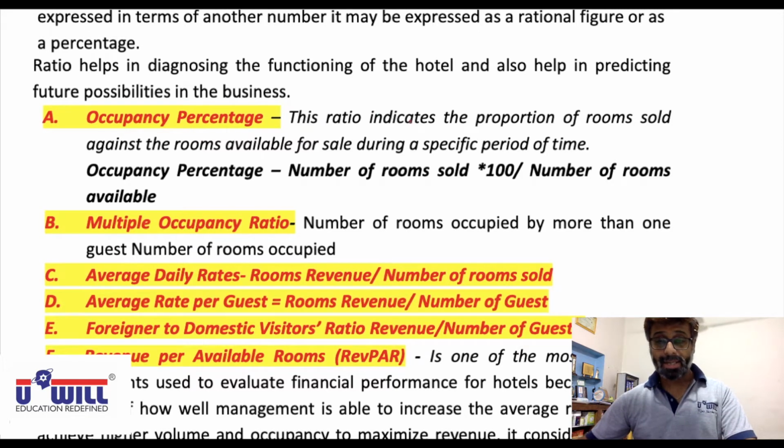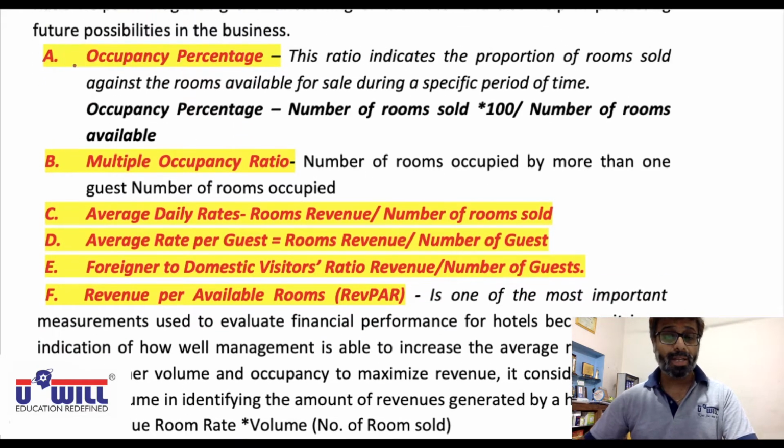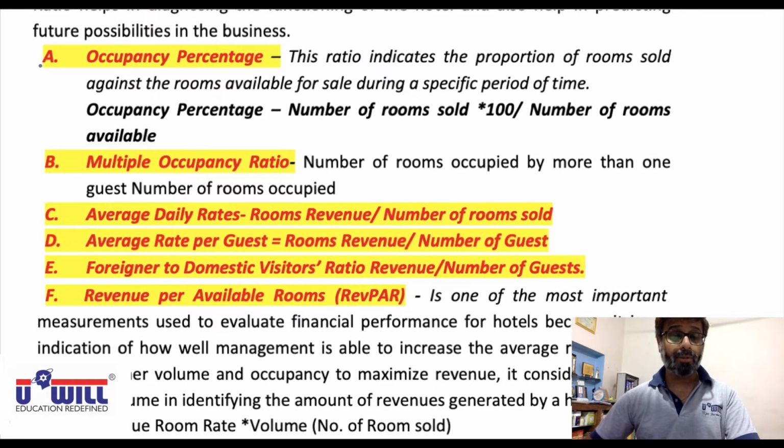This ratio indicates the proportion of rooms sold against the rooms available for sale during a specified period of time. So occupancy percentage formula is number of rooms sold into 100 divided by number of rooms available. Quite obvious. Number of rooms sold divided by number of rooms available into 100 will give us the percentage of rooms which are sold during the year. We'll write this formula again. This would be an important formula from exam point of view.